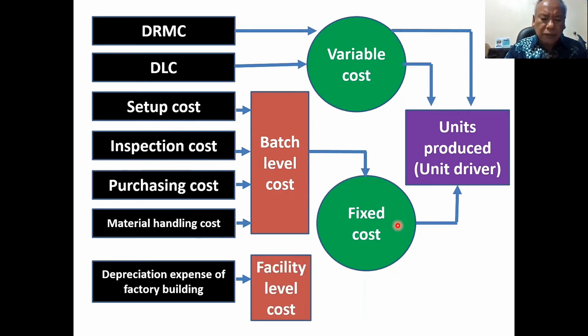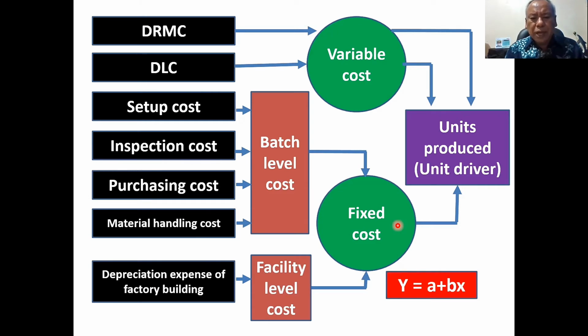And then how about the depreciation expense of factory building? If we assume that we depreciate using the straight line method, it is related to the facility level costs. There is no correlation with the units produced. We also classify it as fixed cost. So actually, we can make the formula y equals a plus bx. This is single regression analysis. It's more simple.